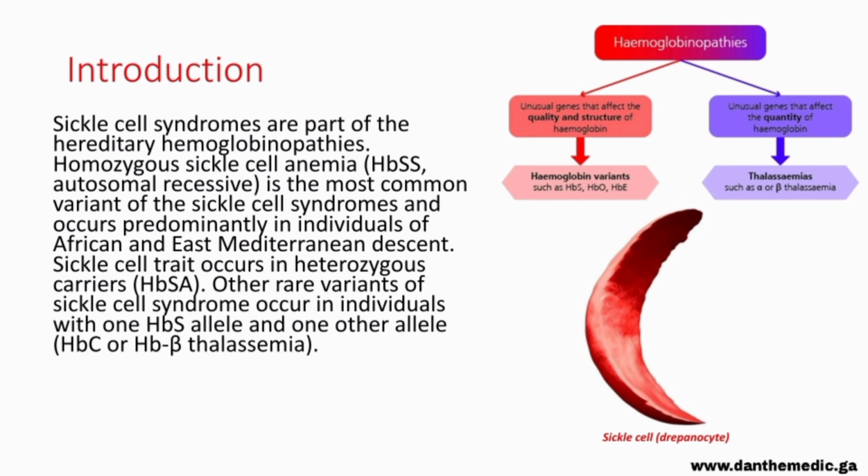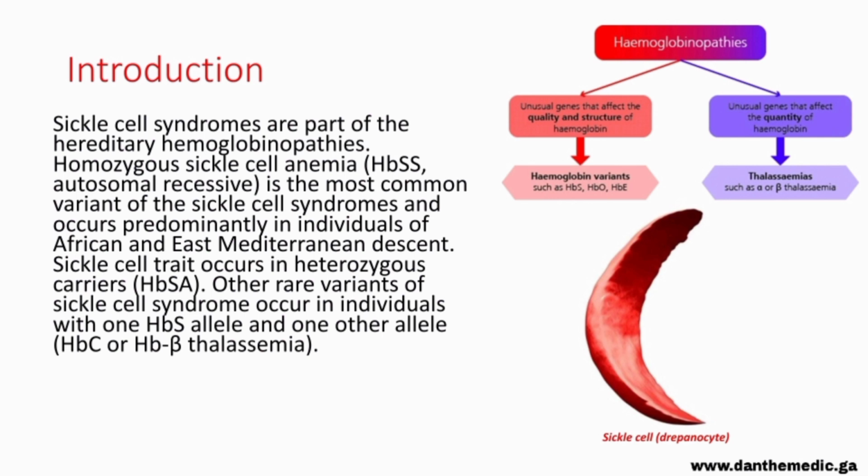So, what are sickle cell syndromes? Basically, they are part of the group of hereditary hemoglobinopathies, hereditary meaning that it's inherited. You might ask what pattern of inheritance? It's actually autosomal recessive. We have different forms of sickle cell syndromes. We have the homozygous form, also known as sickle cell disease, and it's the most common variant of sickle cell syndromes, and it mainly occurs in Africa and also the East Mediterranean area.